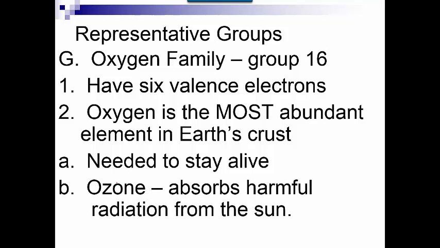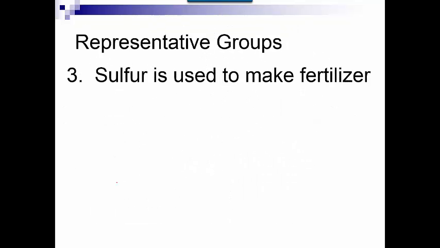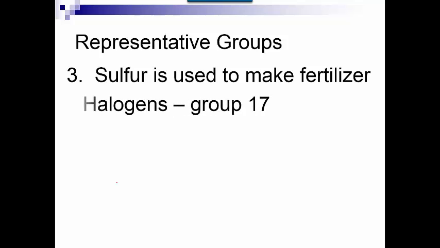The ozone is made up of oxygen, and it absorbs the radiation from the sun. Areas that have less ozone, people in those areas normally see higher chances of skin cancers because the ozone isn't blocking those radiation particles from the sun. You also have sulfur in that family, and sulfur is also used to make fertilizer. So nitrogen and phosphorus are right beside sulfur. They kind of all have some similar traits there.